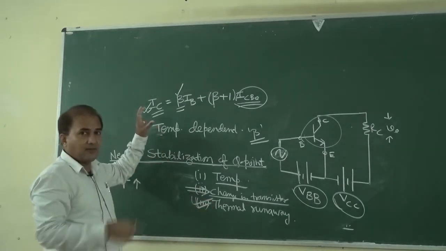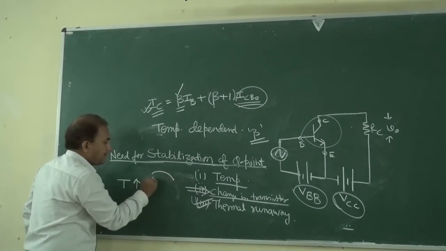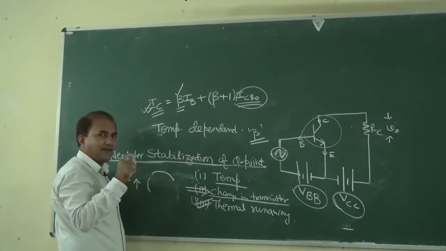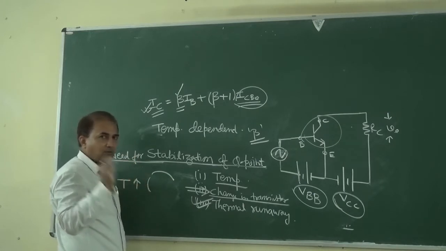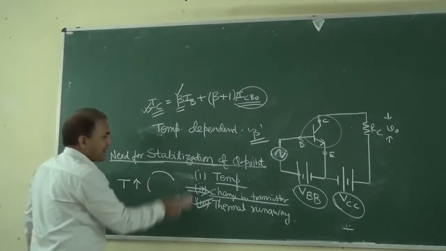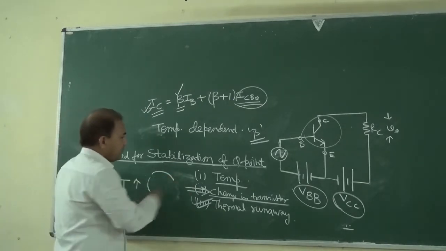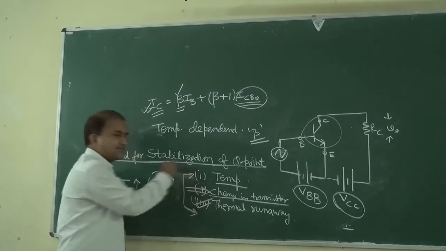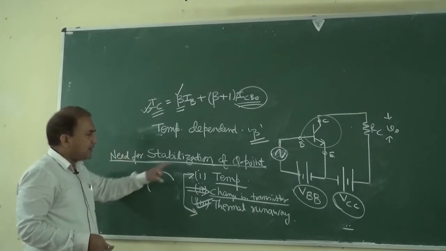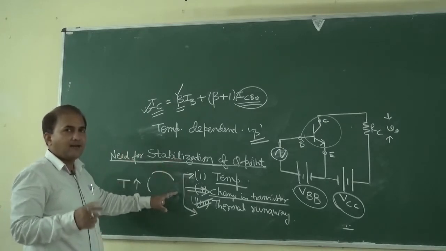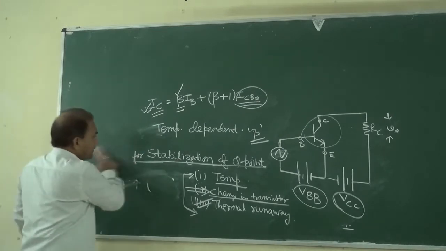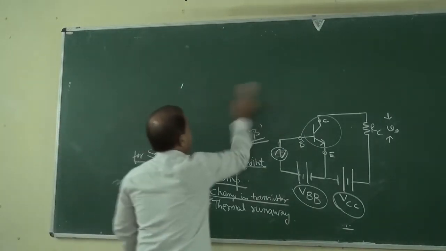Because of this cumulative effect, temperature rises very high and this will destroy the transistor. So these are the factors due to which we need a biasing circuit, a stabilization circuit. Because of these three reasons we need a biasing circuit. So biasing circuit is required due to these reasons.